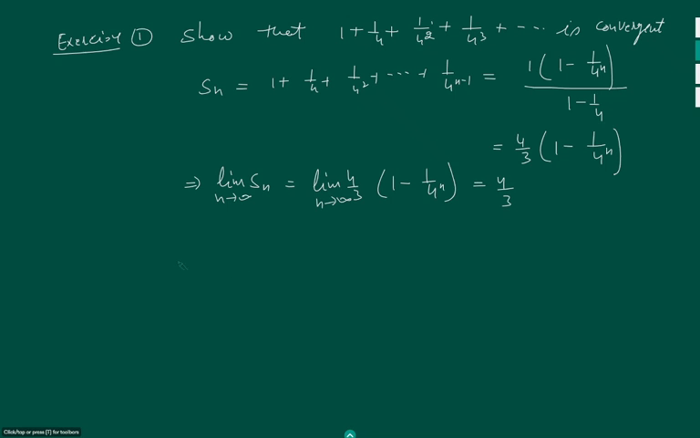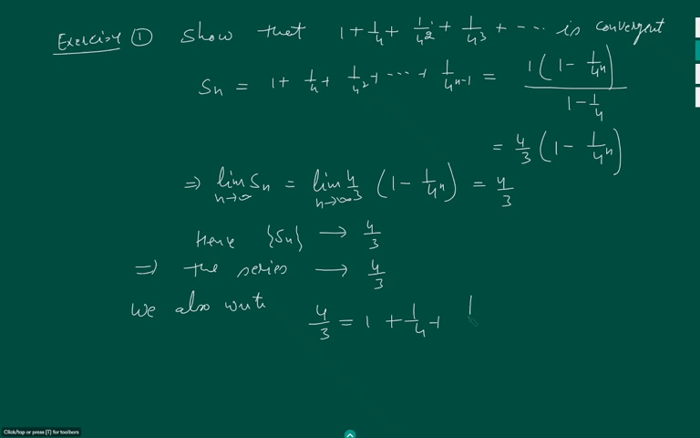All right. Hence, the sequence of partial sums of this series converges to 4 by 3. This implies the given series converges to 4 by 3, or we also write that 4 by 3 is the sum of this series 1 plus 1 by 4 plus 1 by 4 square plus 1 by 4 cube plus so on up to infinity. We say that the sum of this series is 4 by 3.